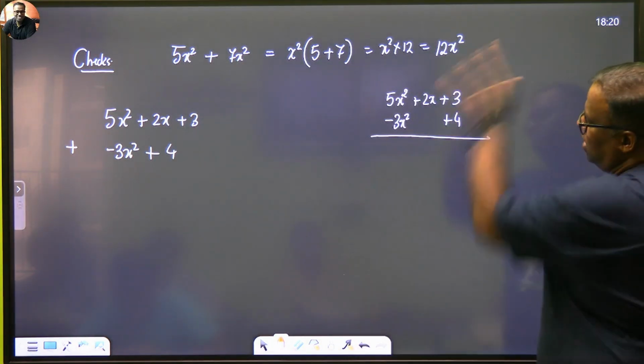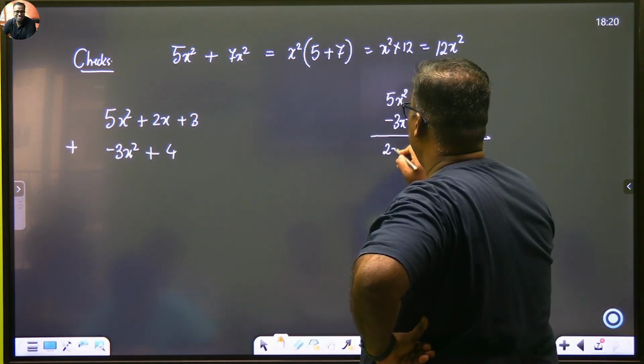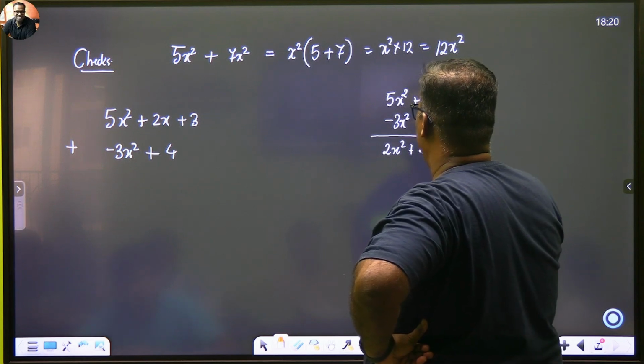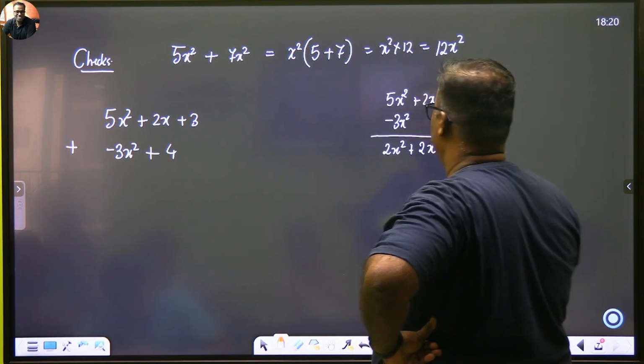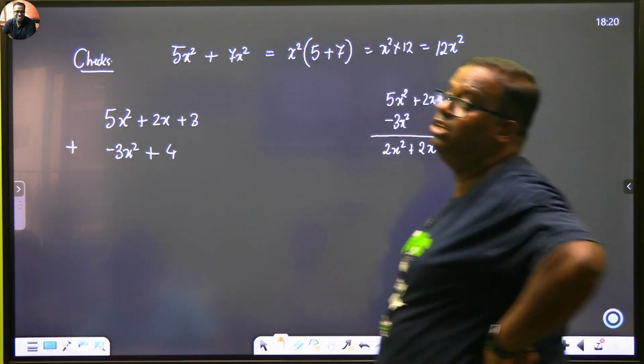Now just add them. 5 and a negative 3 gives you a positive 2x squared. This one, obviously, there's a 0 out here, which gives you 2x. This is 7. Have you understood? This is the kiddo way of doing it.